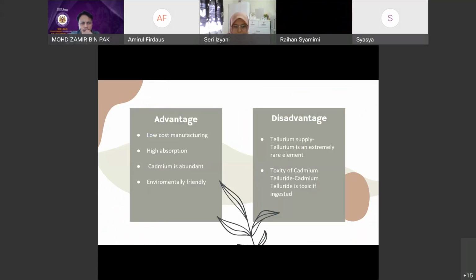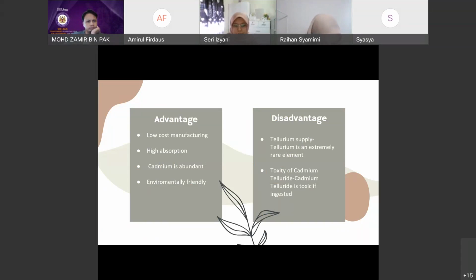This slide will explain the advantages and disadvantages of cadmium telluride solar cells. The first one is low cost manufacturing. Cadmium telluride solar cells use a high throughput manufacturing method to produce a complete module from input material in a matter of hours. It also has high absorption.